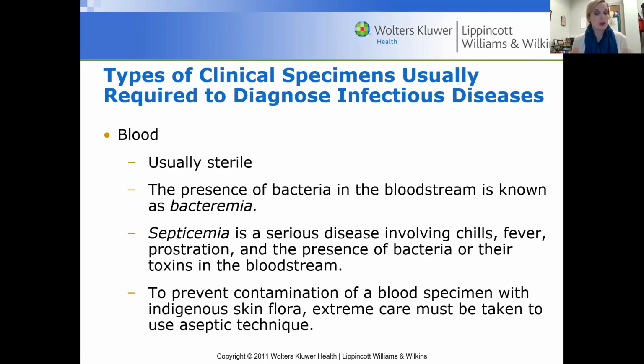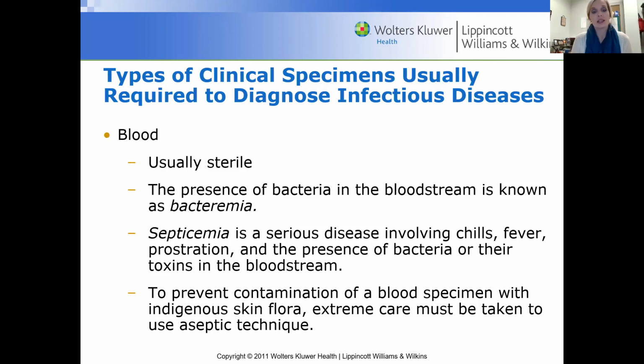Blood. Blood is usually sterile as it travels through our bloodstream, but it is possible for bacteria to get into our bloodstream. The presence of bacteria in the bloodstream is known as bacteremia. Not the same as septicemia. Bacteremia is just the presence of bacteria there. May not always lead to infection. It's just that bacteria is present, but again, just like sometimes indigenous microflora, even though typically blood is sterile, it's present, it's there. Not a great thing.